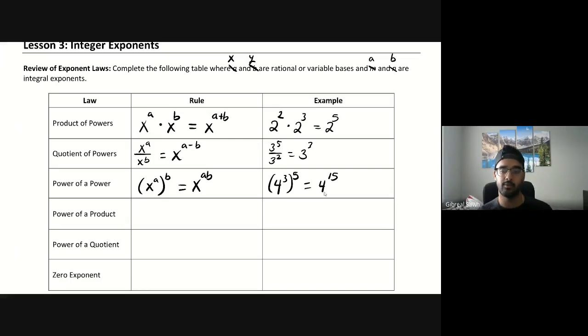Now this might illustrate for you that's going to be a really, really large number. Some calculators might not even give you the numerical answer because it's so large. Okay, what about a power of a product?